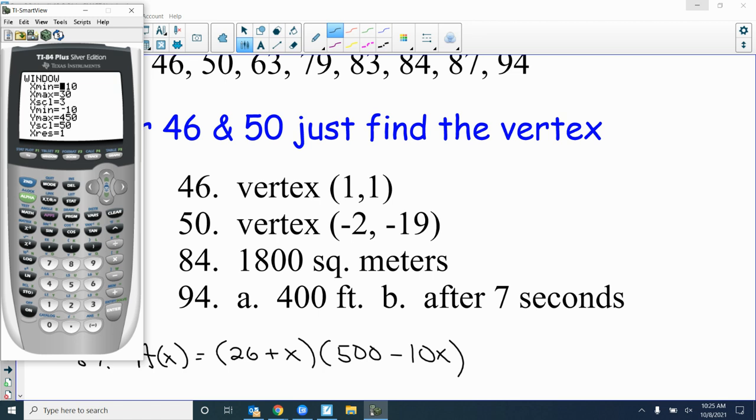Window. Oh, zoom. Zoom fit. Whoa, okay. Go to Z6, zoom standard. Z standard. Now there might be other ways to get there, but if you hit Z standard right there, 6, it's going to automatically change your window negative 10 to 10 for your X and your Y.